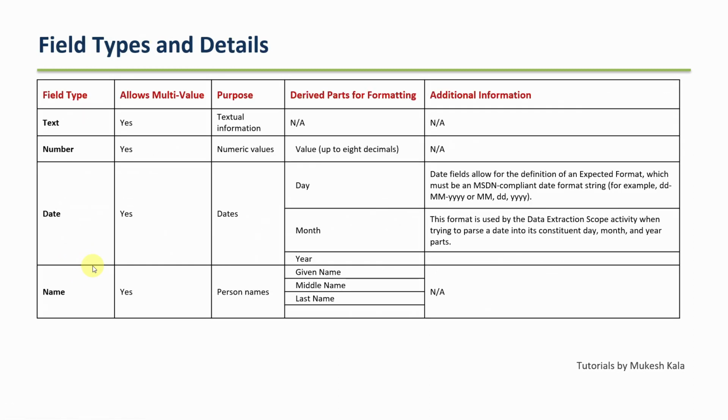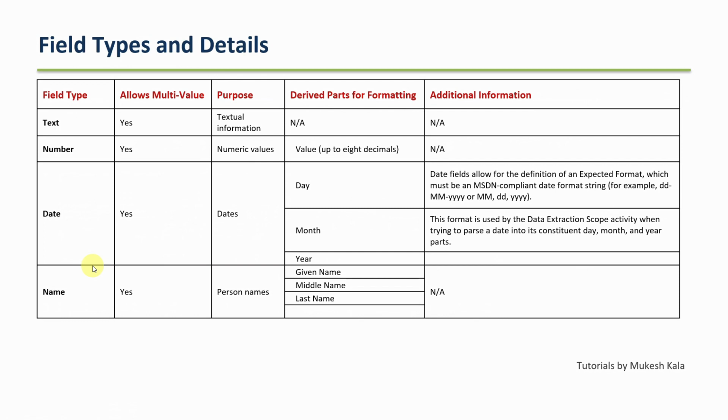Now if I talk about the field, these are all the different field types and the details which are available in the taxonomy. You can extract the text, number, date, name, what the purpose is, what the formatting is, and the additional information. All of that is available for you on the screen to read, right? I would like you to take a pause and read about the different things mentioned here, right? My agenda here is to tell you what different kinds of fields we can extract.